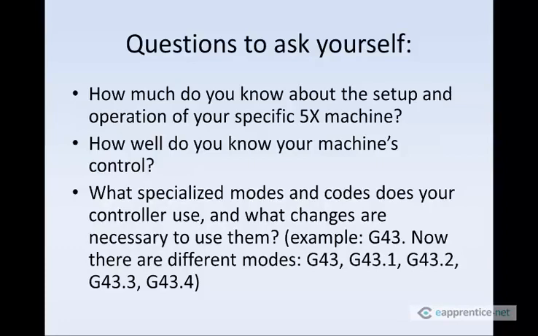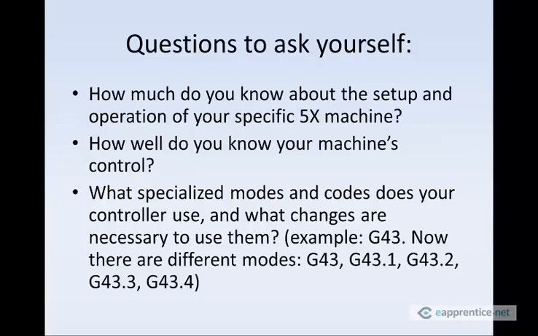The days of simple controllers are going away. So what do I mean by that? Well, most of the new machines that are coming out have different modes and different codes from what we're used to. Just a quick example: for 3-axis machining we have G43. Now if you're a Fanuc guy, like I am, G43 is tool length compensation. Well, now on the higher end Fanuc controls, we've got multiple modes: G43, G43.1, G43.2, G43.3, and G43.4, and they all do different things, and they are meant to be used in conjunction with other codes.